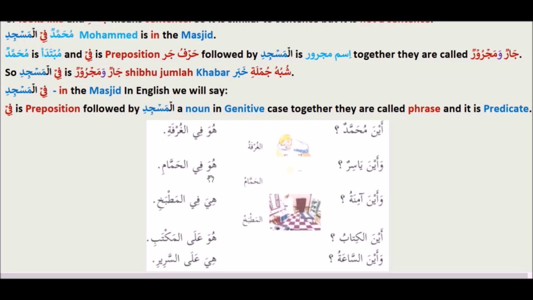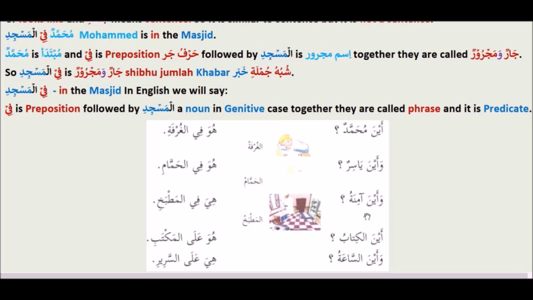Wa aina Yasirun, and where is Yasir? Huwa fil hammami, he is in the bathroom. Huwa is mubtada, fi is harfu jar, al-hammami is majroor. So together fi al-hammami is jarun majroorun shibhu jumla khabar, and this becomes a jumlatul ismiya because huwa and khabar is the part of jumla ismiya.